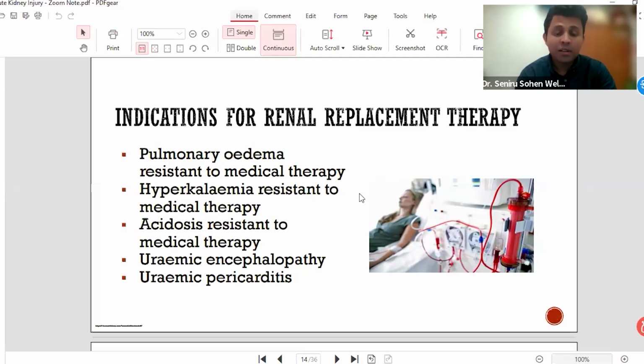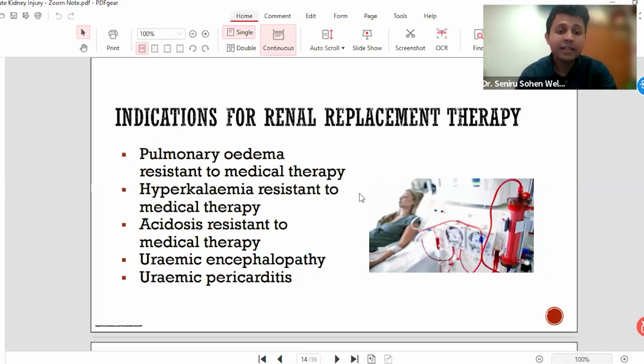And what about other organ manifestations of uremia? If you have uremic encephalopathy or uremic pericarditis, that is a definite indication for dialysis, because if you do not dialyze the patient, that could have significant morbidity and mortality impacts. So how do you identify patients with uremic encephalopathy? They could be drowsy, they could be having fits, and in the physical examination you can look for flapping tremors, which can be seen in hepatic encephalopathy also, but can be seen in uremic encephalopathy.